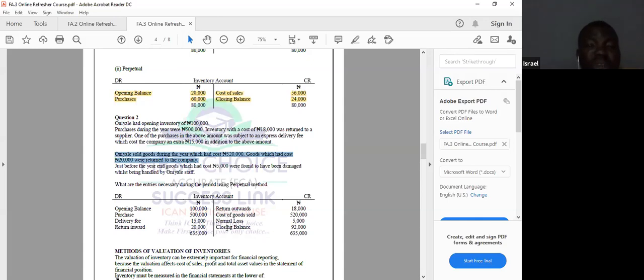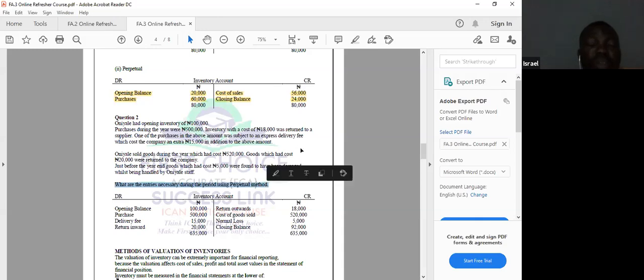Just before the year end, goods which had cost 5,000 were found to have been damaged while being handled by Oniyale staff. So now they ask us: what are the entries necessary during the period using the perpetual method?